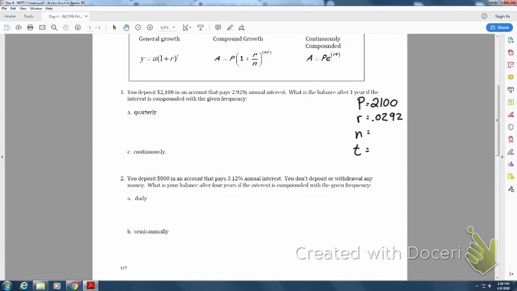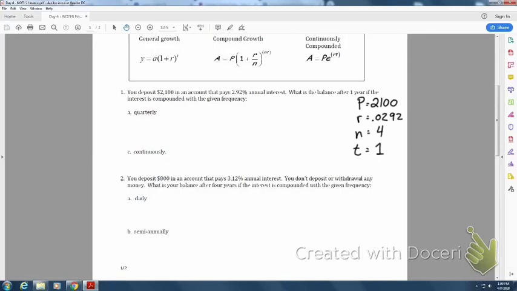Then it says, what is the balance after 1 year? So that would be my time. Just 1 year. Whenever you have time on these problems, you're not going to have to convert days or anything like that. I know last class we had some of those, that Bobcat question where we had to convert years to months. You're not going to have to do that on these. Time should always be in years. Then the n value for quarterly is going to be 4.